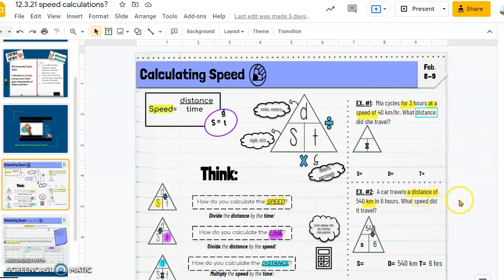All right, let's look at example 2. A car travels a distance of 540 kilometers in 6 hours. So I have my distance over my time, and if I divide that out, I get 75 miles per hour.